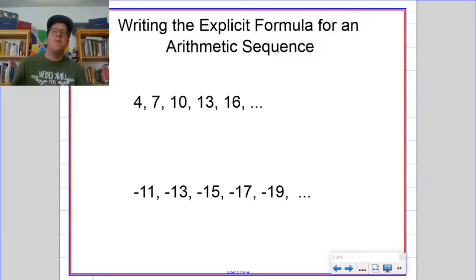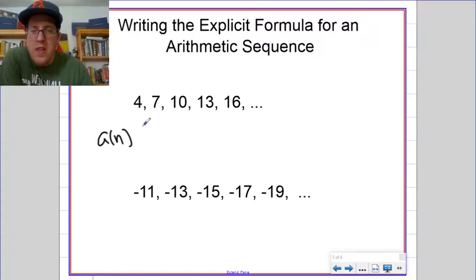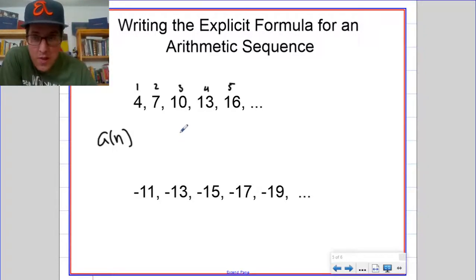All right, everybody. If you haven't looked at the Khan Academy yet, this is actually going to be a little bit different than what you might be thinking. I want to write a formula that tells me the nth term in this sequence. Now, here's how this is different from what you might think. This is the first term, and the second term, and the third term, and the fourth term, and the fifth term. So you cannot use y equals mx plus b right away. Let me show you what I mean.